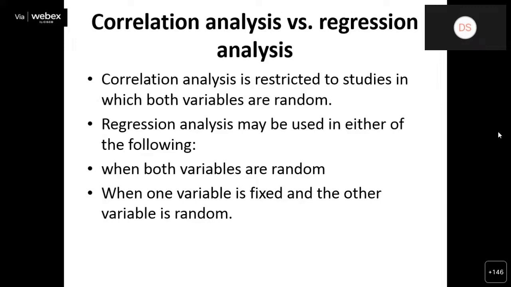So basically what I'm conveying is that correlation analysis is restricted to studies in which both variables are random. Whereas regression analysis may be used in either of the following cases. When both variables are random, that's one option. Another is when one variable is fixed and the other variable is random.